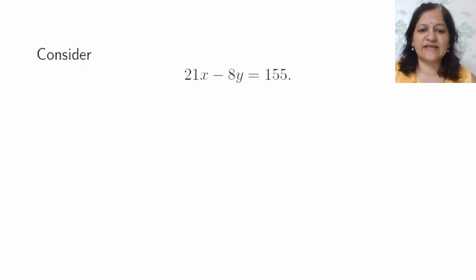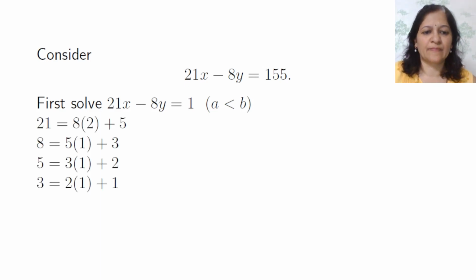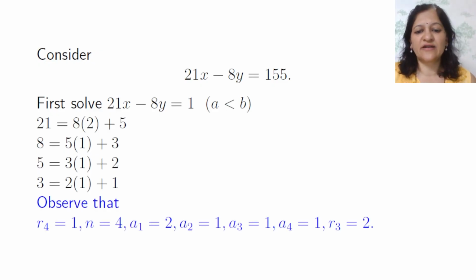Now consider the case 21x minus 8y equal to 155. Here a is less than b. So first you consider the equation where the constant is 1. Then divide 21 by 8 and we get these steps. Then these are the important values that we need for further calculation.